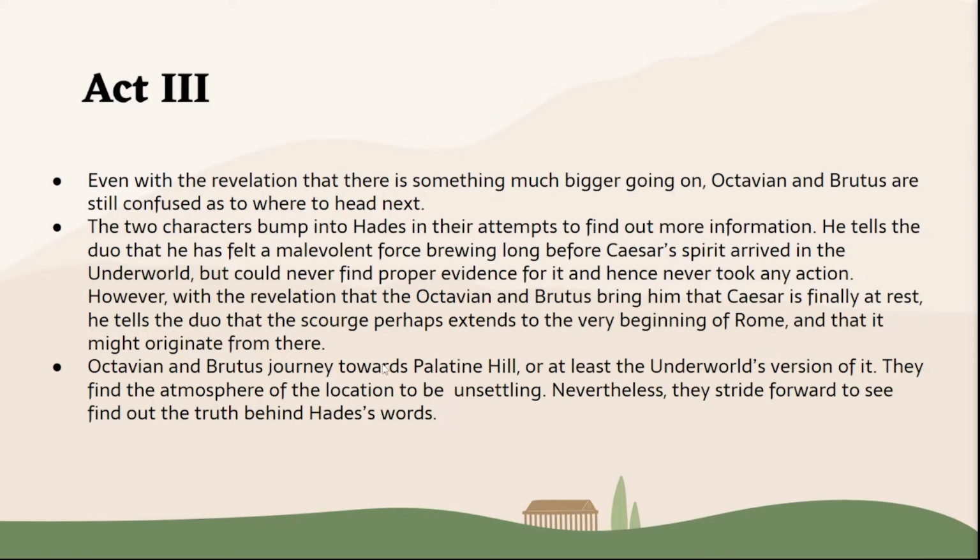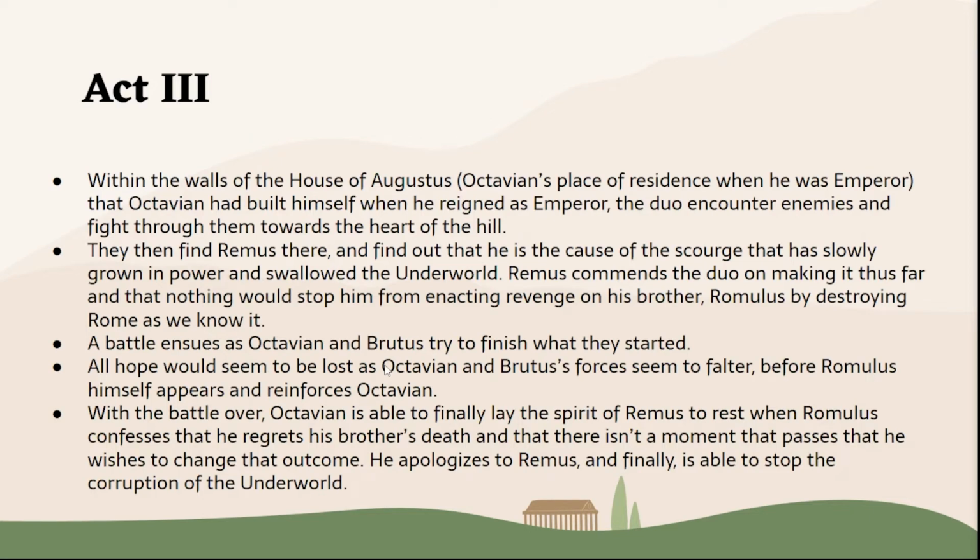So the pair would arrive and realize that Hades' information was actually right, that Octavian's place of residence, where he reigned as emperor in the mortal realm, which is Palatine Hill, is now actually filled with enemies. They fight through all these enemies to get to the heart of the hill and stumble into Remus.